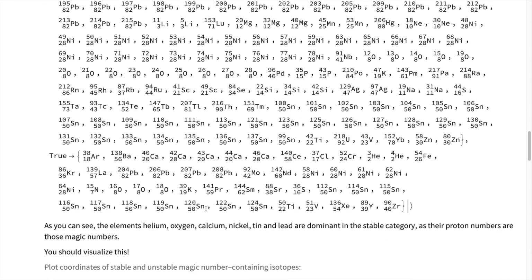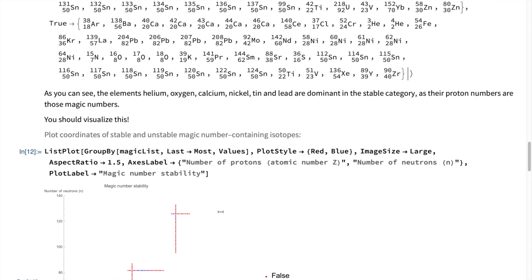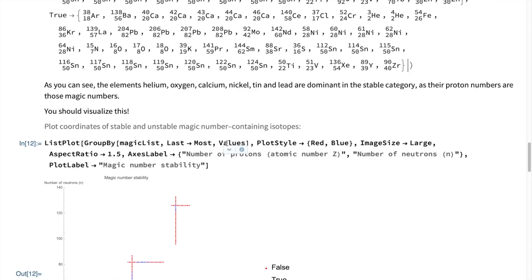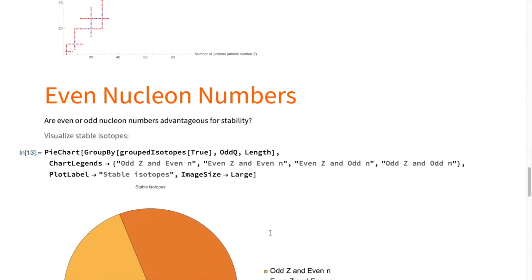As we can see, the elements helium, oxygen, calcium, nickel, tin, and lead are dominant in the stable category as their proton numbers are those magic numbers. Let's visualize this. Grouping my list again by stability and then using list plot, I can visualize stability or lack thereof. Now on to another exploration that I wondered about.